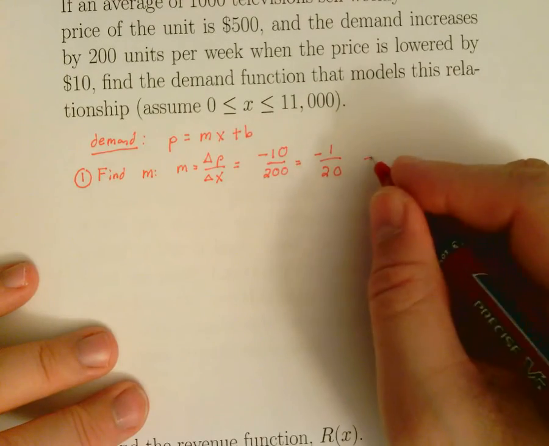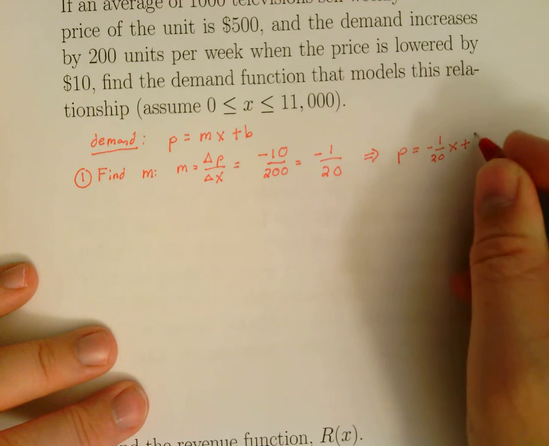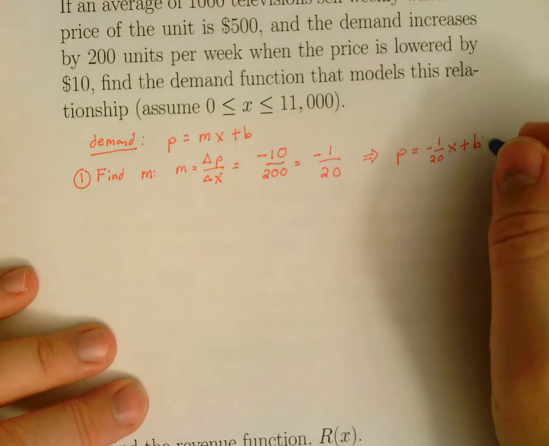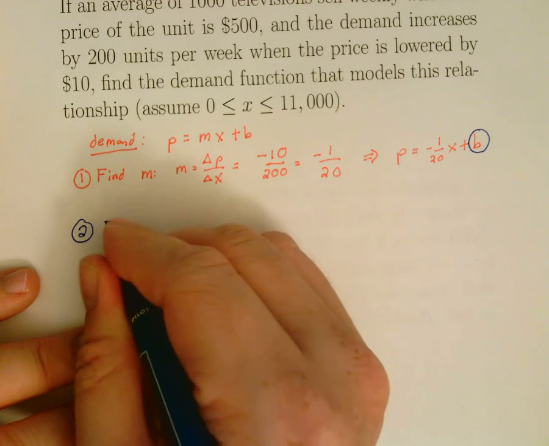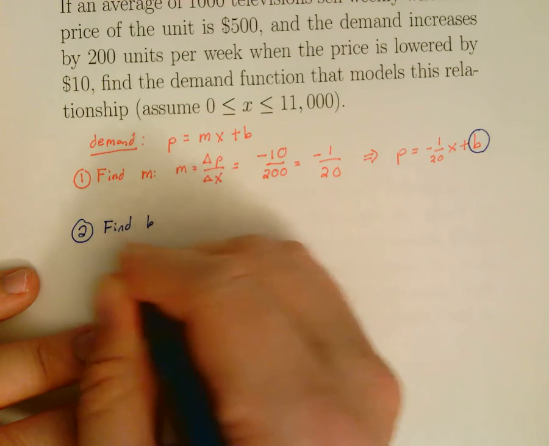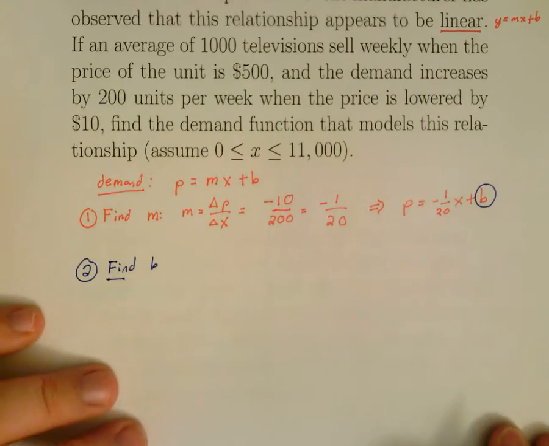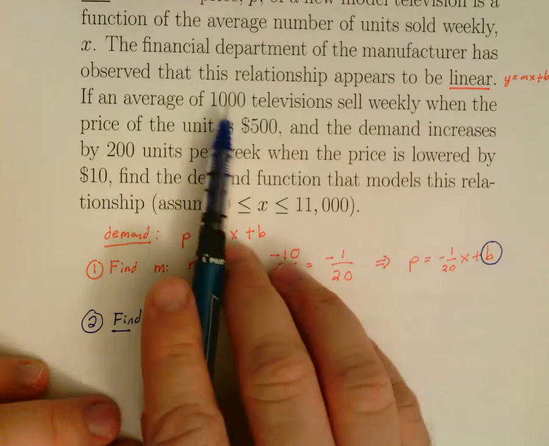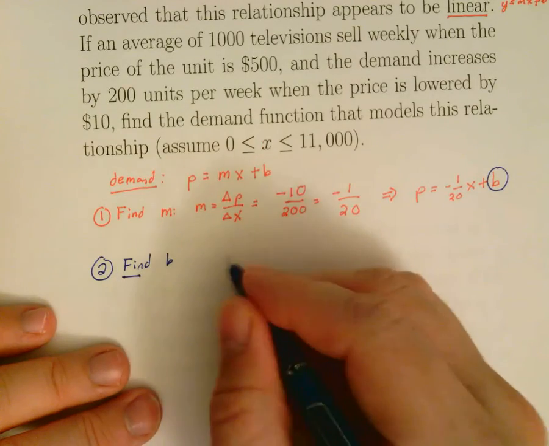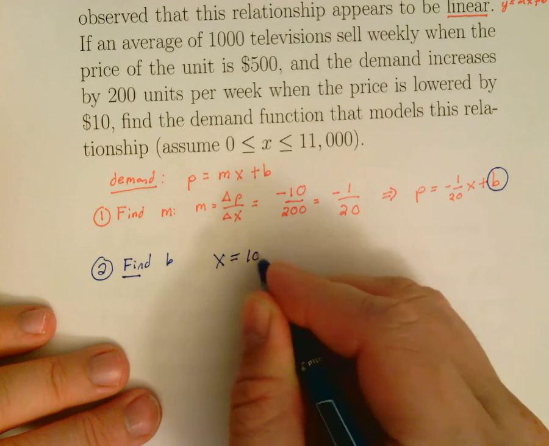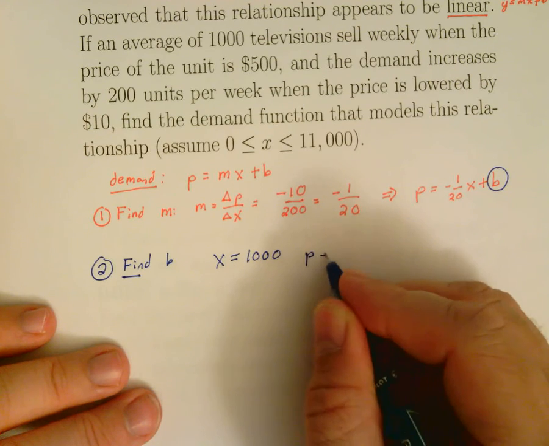So now I have the formula P is equal to negative 1 over 20 times X plus B. So I still need to figure out, well, what is this B? So second, I need to find B. And typically a specific data point is all you need. So if an average of 1,000 televisions sells weekly when the price is $500, that tells me that when X, the number of televisions, is 1,000, then the price P is 500.